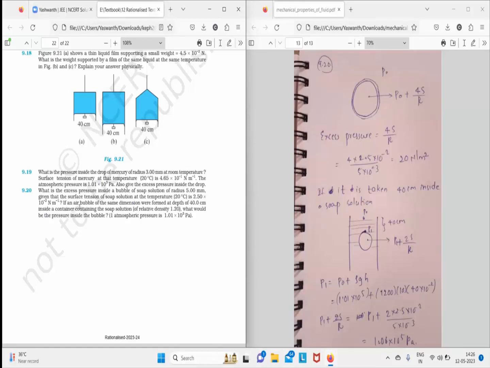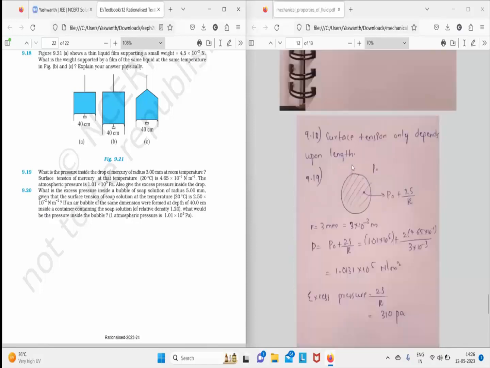So here you have to observe this. In the previous question, it is a mercury drop, but here it is a bubble of soap. If you observe the bubble of soap, it only contains a thin layer of soap, and inside the bubble it will be air, and outside the bubble it will be air. That is, it will be having two interfaces. That is, here you can observe this. So this is the thin layer of soap, and inside it will be air, and outside it will be air.